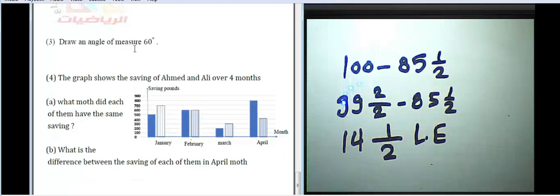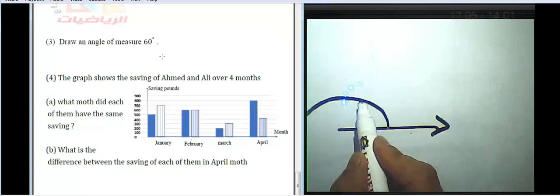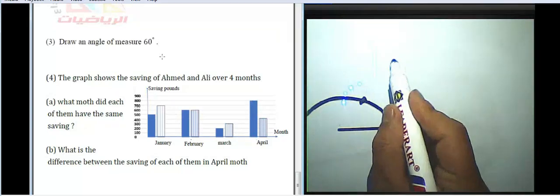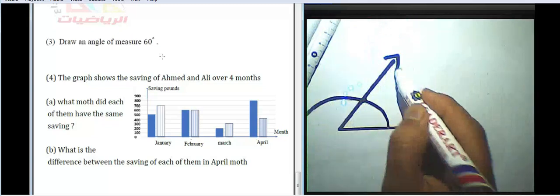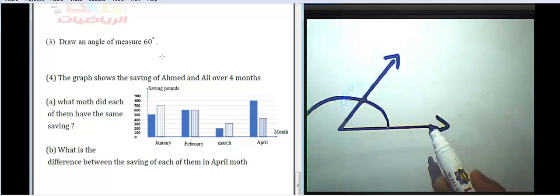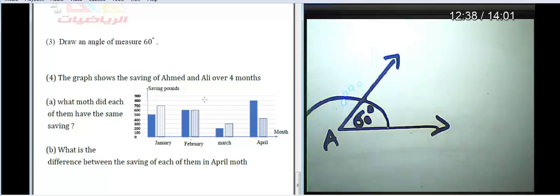Draw an angle of measure 60 degree. We must draw the ray, and then use the protractor to draw the angle here, 60 degree, and then join by using the ruler. Then you can draw the angle and write the name of the angle such as A. Measure of it 60 degree. It's an acute angle.